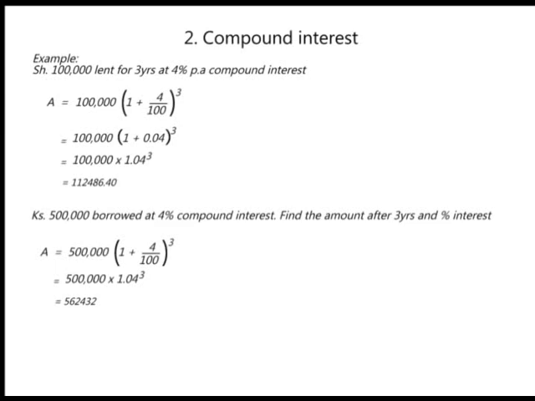Interest is given by the amount minus the principal. 562,432 minus 500,000 will give us 62,432. If we calculate the percentage, this is interest over the principal times 100. And if we do that, we shall get 12.49%.